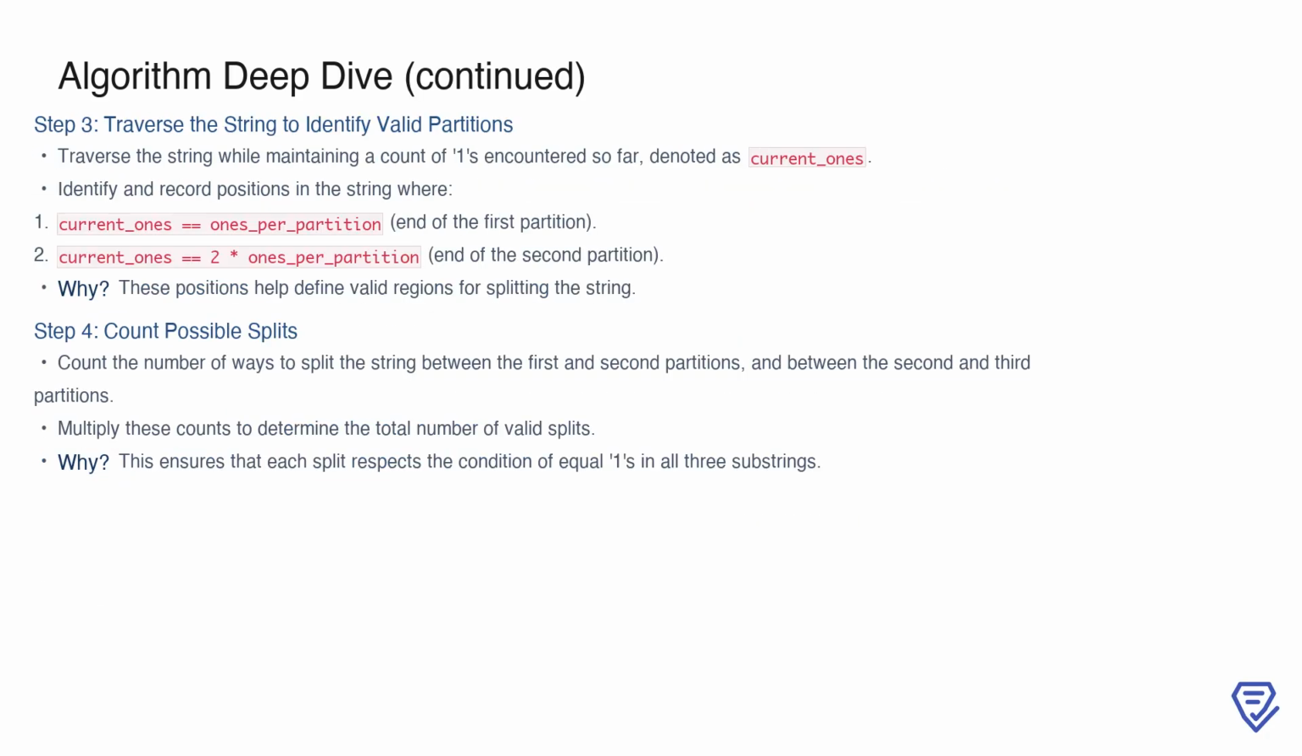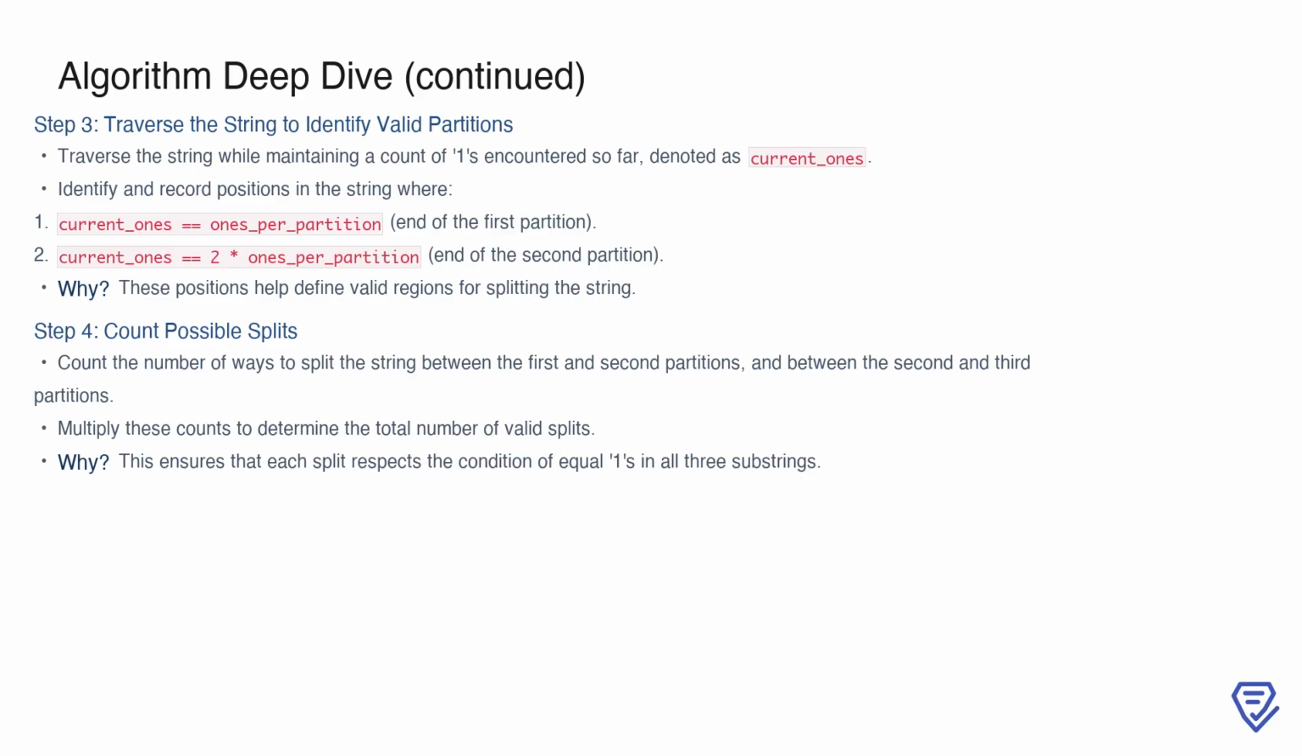Now that we know how many ones each partition should contain, we move on to identifying valid partitions. As we traverse the string, we maintain a count of ones encountered so far, called current_ones. When current_ones reaches ones_per_partition, it marks the end of the first partition. Similarly, when current_ones reaches 2*ones_per_partition, it marks the end of the second partition. These positions are crucial because they define where the string can potentially be split.